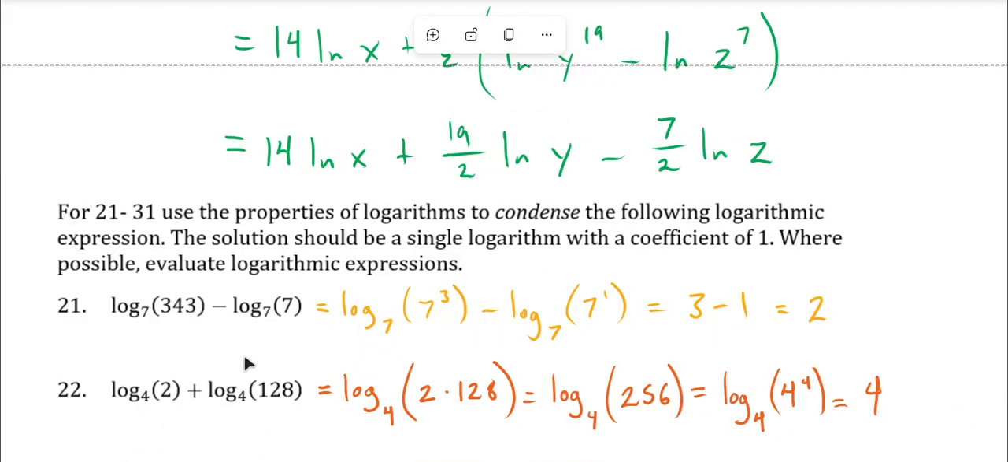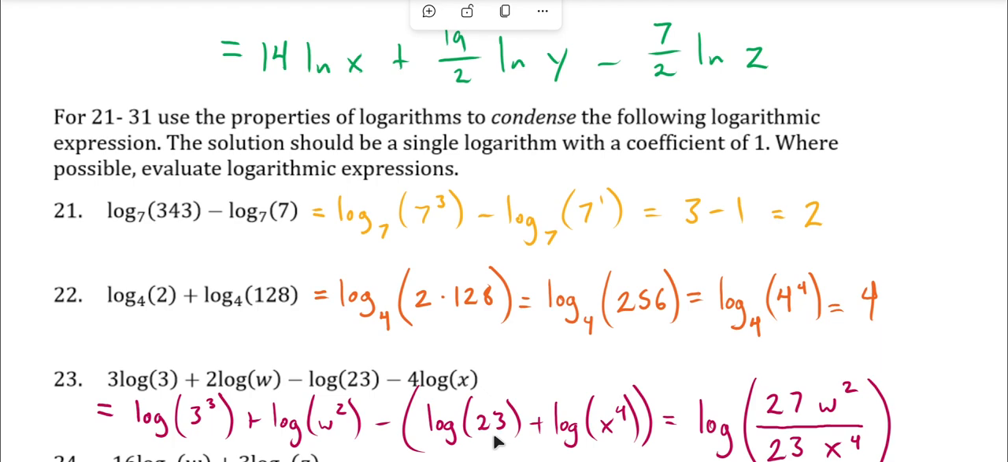This one, on the other hand, doesn't seem to immediately reduce, because both of these are not powers of 4, they're powers of 2. But we are adding these two logarithms together, which we could condense as 2 times 128. That's 256, which is in fact 4 to the 4. So we could bring the exponent of 4 out front and cancel, or likewise use the cancellation property to get that this evaluates to 4 itself.